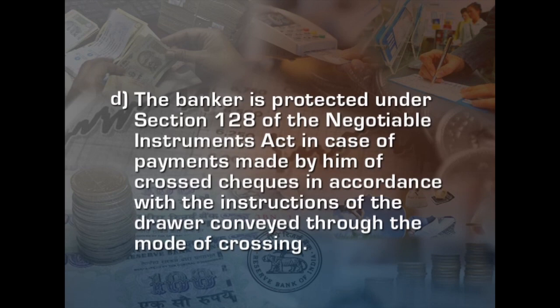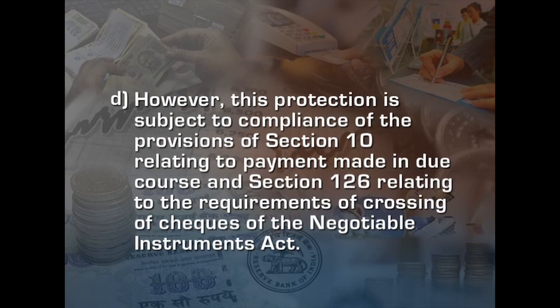D. The banker is protected under Section 128 of the Negotiable Instruments Act in case of payments made by him of crossed checks in accordance with the instructions of the drawer conveyed through the mode of crossing. However, this protection is subject to compliance of the provisions of Section 10 relating to payment made in due course and Section 126 relating to the requirements of crossing of checks of the Negotiable Instruments Act.